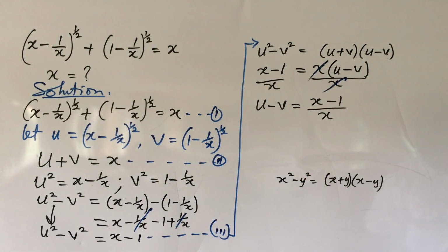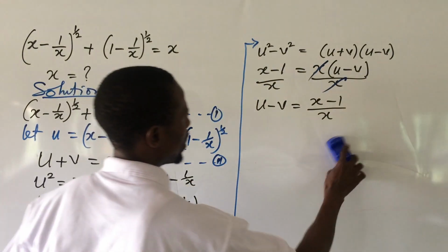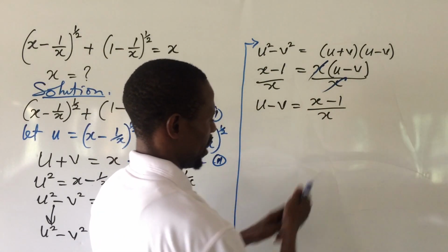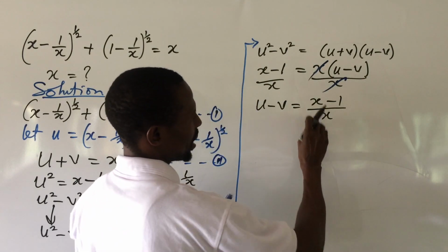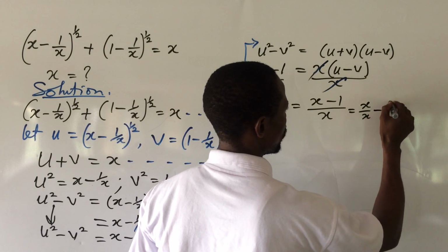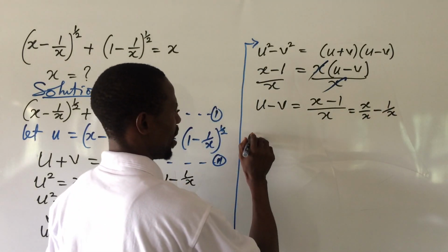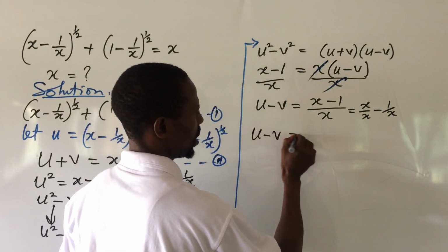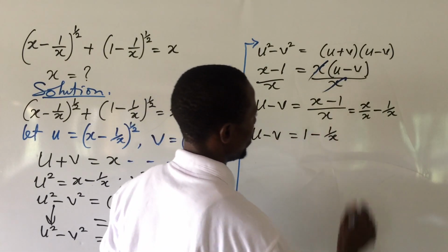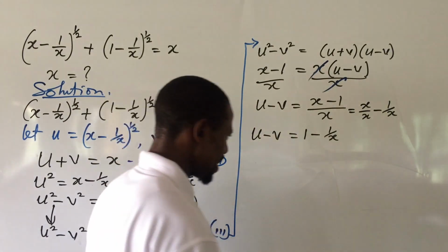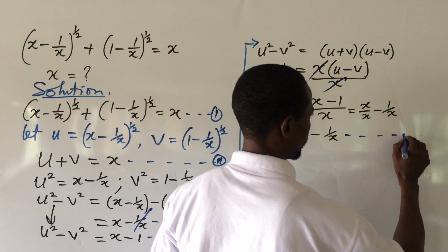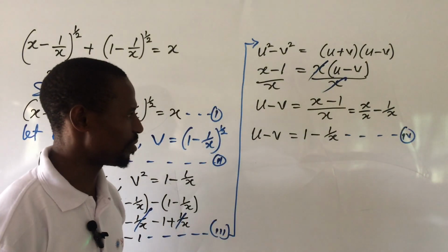Now let's go again. We can rewrite this equation very well. If we split this equation, it is the same thing as x all over x minus 1 all over x. So we have u minus v equal to 1 minus 1 all over x. Simple. Let's give this equation 4.